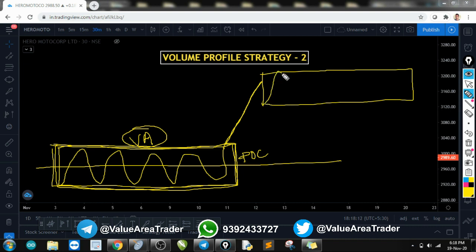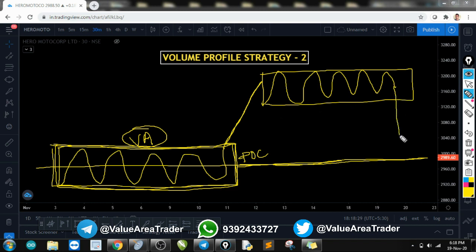Now in this strategy, what you have to do is mark this POC in the future. This POC would be a virgin POC because it hasn't been touched yet. The price hasn't touched the POC yet. So we'll be waiting for the price to come back to test this POC once.